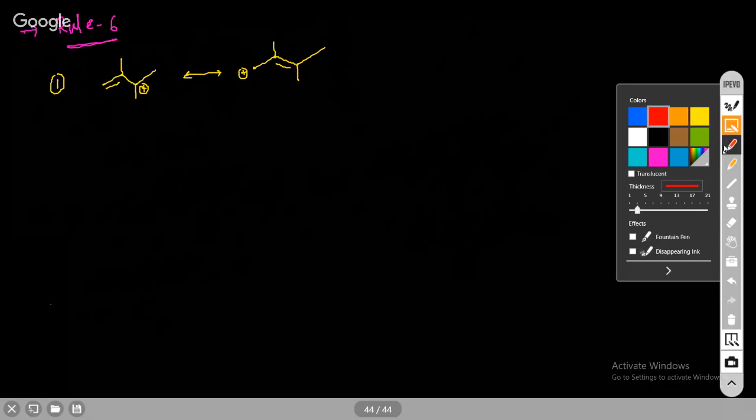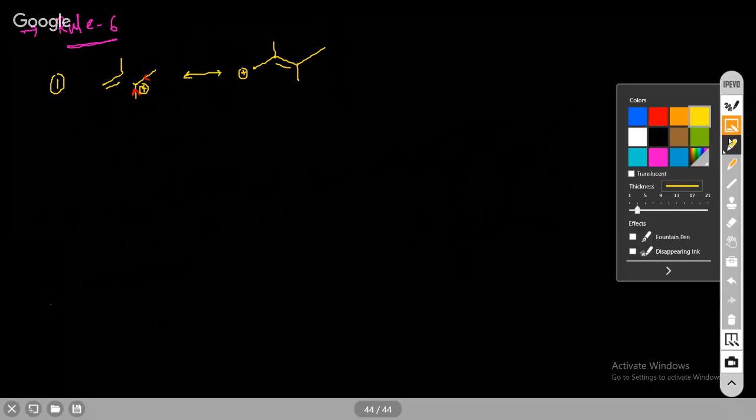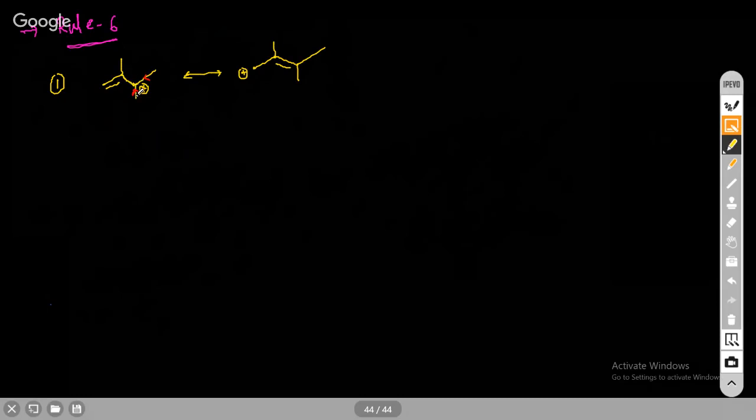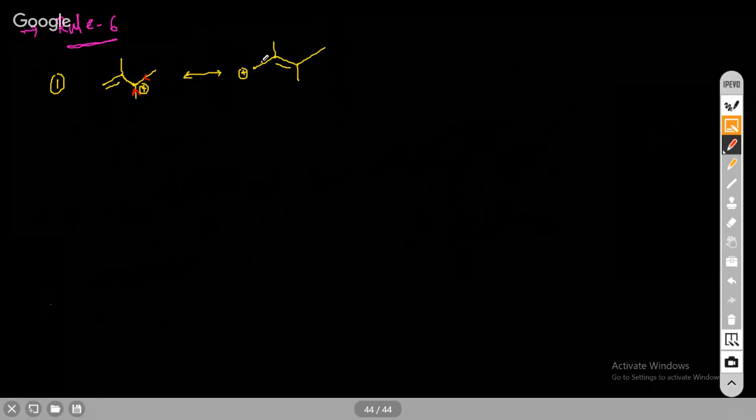So here what we do, we just check the stability of this carbocation. Plus I, plus I, and plus I. Sorry, not this one, because that carbon is sp2, right? Not this one. So we have two plus I here, and here you see this is 1 degree carbocation, only one plus I. So obviously this is more stable than the second one. We only check the I effect in this.